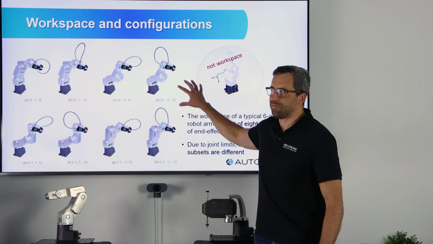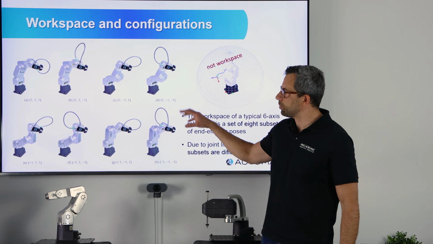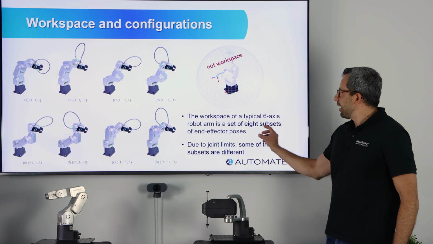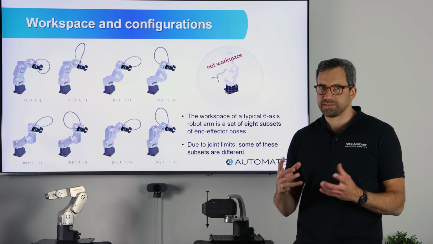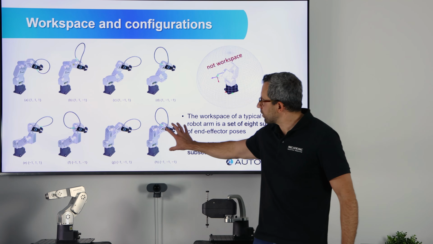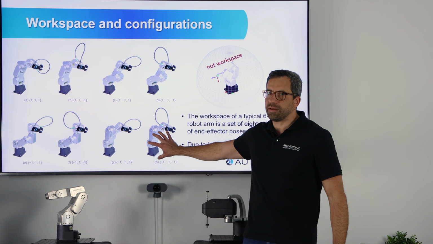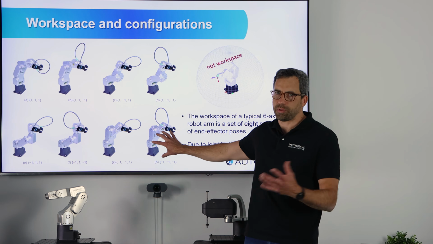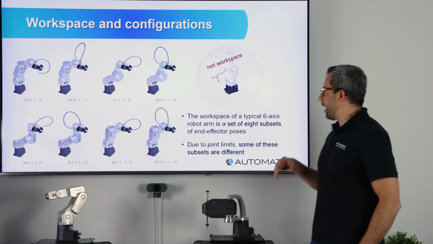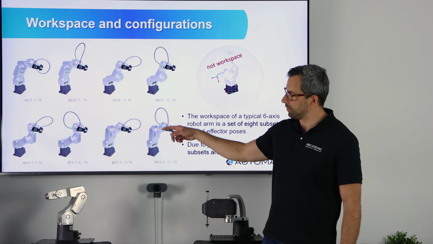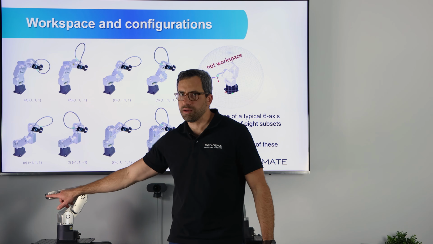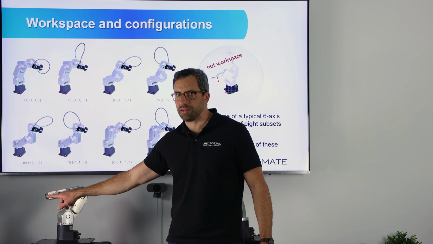The workspace of a 6-axis industrial robot is actually a set of 8 different subsets, and each subset corresponds to one of the 8 possible configurations. And actually it's even more because some of the joints can rotate. So you can be at 1 degree or you can be at 361 degrees.